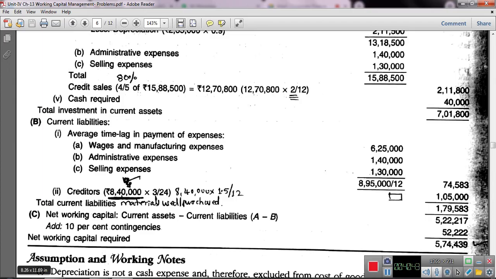So the net working capital is equal to 5,22,217. You have been asked to add 10% for contingencies, that is, to meet emergency requirements, just in case more working capital is required. So 10% of 5,22,217 is 52,222. If we add both, the net working capital required for this company would be 5,74,439 rupees.